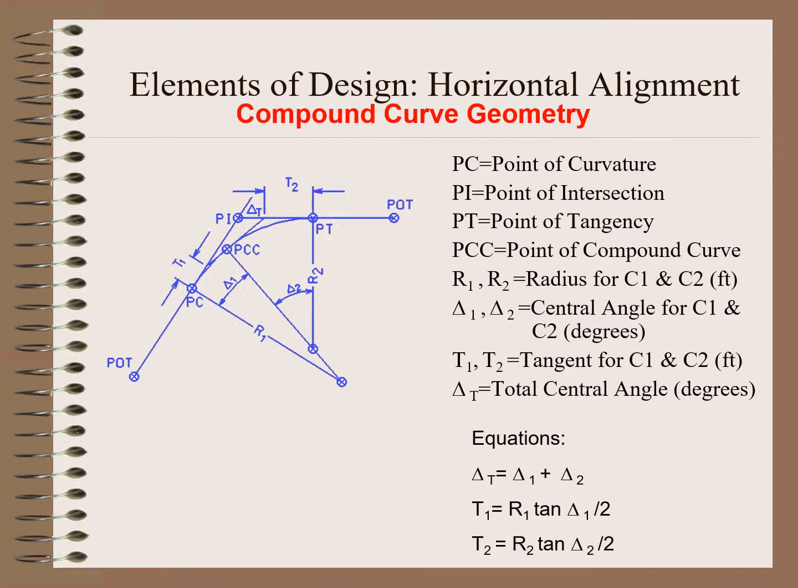Let's review the geometry of our compound curve. A compound curve is simply two different simple curves that join together at a common point. Each of the simple curves has a different radius and a different delta. You have a PC and a PT in a compound curve, and you have a point of compound curve where they join together. You also have a tangent 1 for the first curve and a tangent 2 for the second curve. The equation shown below can be used to calculate the different geometry.